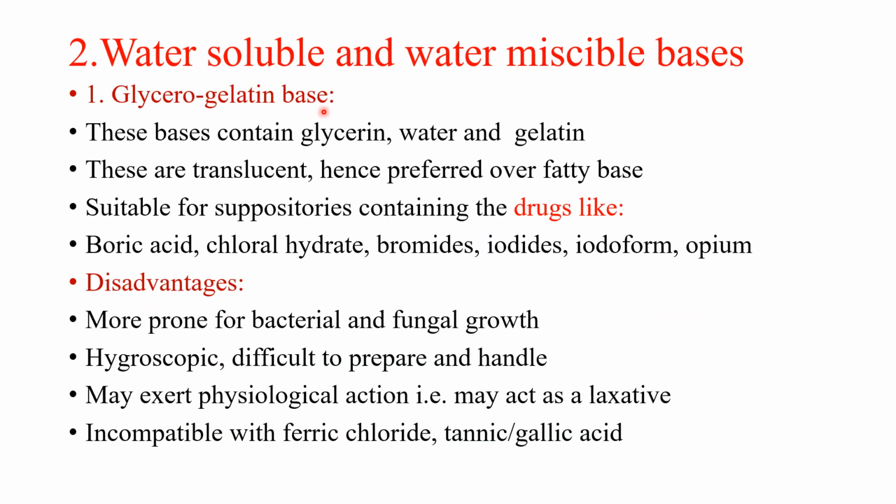Now what are glycerogelatin bases? As the name indicates, they contain glycerin, water and gelatin. They are always transparent and preferred over fatty bases, and suitable for drugs like boric acid, chloral hydrate, bromides, iodides, iodoform and opium. But what are the disadvantages? Since they have a large amount of water, they are more prone to bacterial and fungal growth.